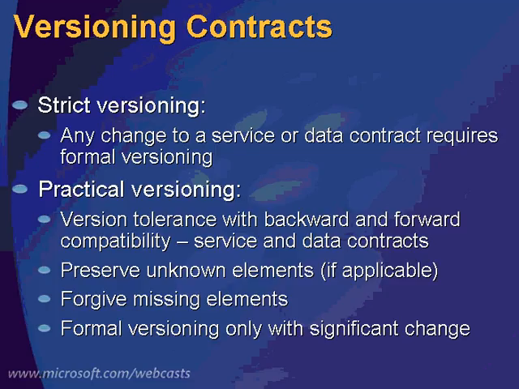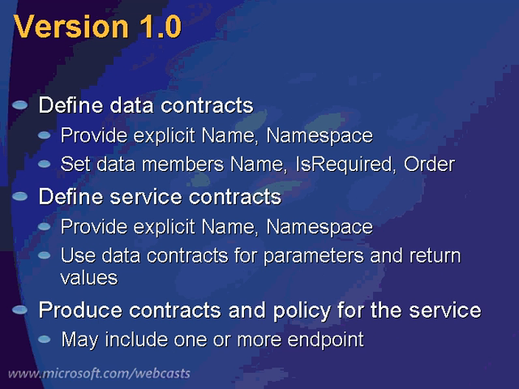So version tolerance, for example, provides us with backward and forward compatibility. We can leverage that capability of WCF and take advantage of it, essentially. You can try to preserve unknown elements, but be careful with IExtensibleDataObject on the server. You can forgive missing elements if you don't need them. So if you make changes where you add some new fields that aren't required, then just ignore the missing fields, right? If you can get away with that, that's something you can do without versioning. And then formal versioning would be only for significant changes. So it's a graduated approach in that case.